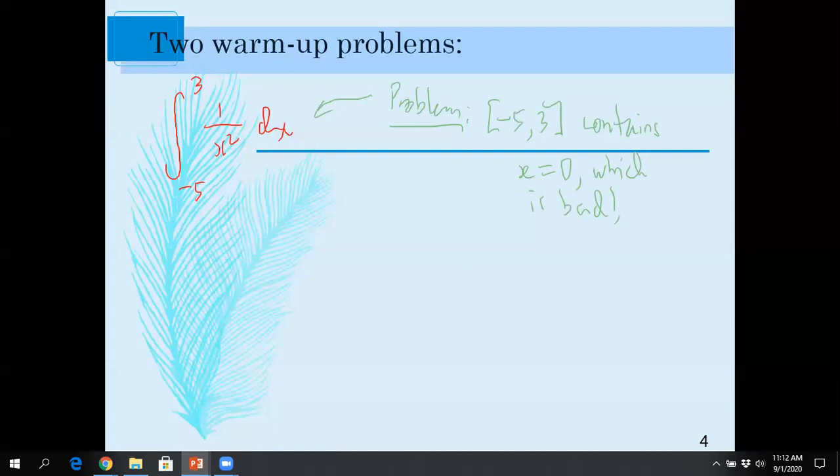Well, what do we do? Well, at the very least, we can try to zero in on 0. Yeah? We try to hone our attention on 0 and break the thing up there and think about how we might deal with this. Does that make sense?